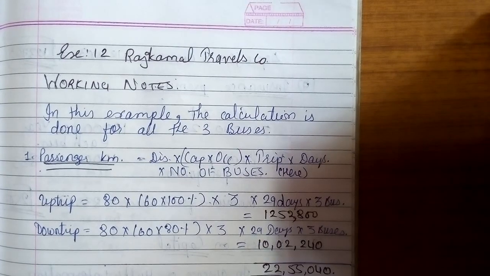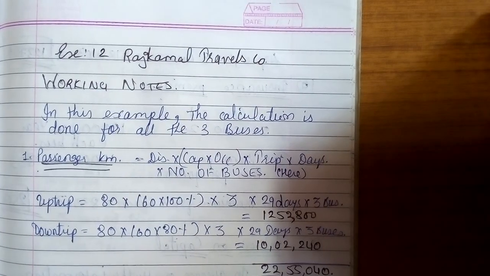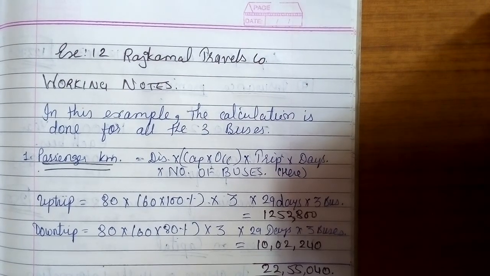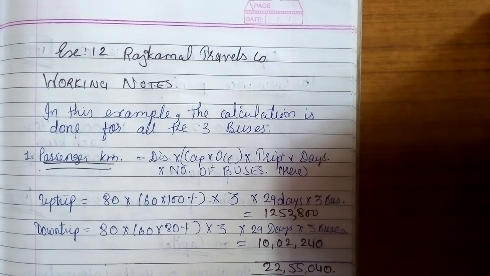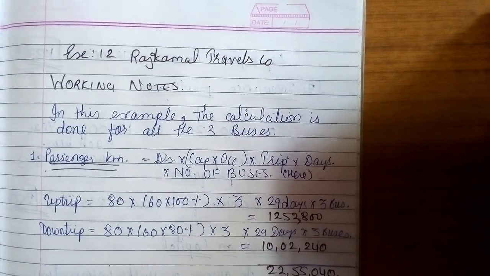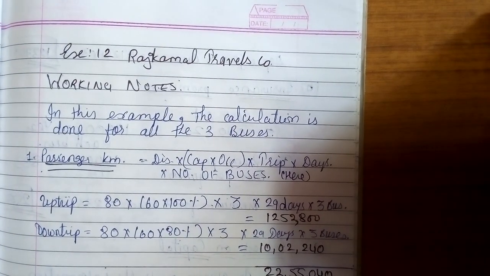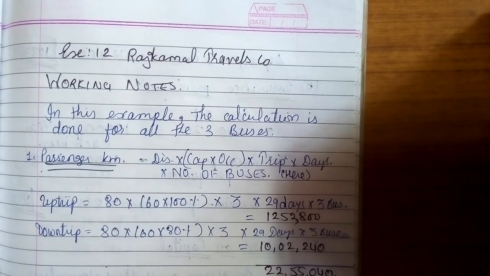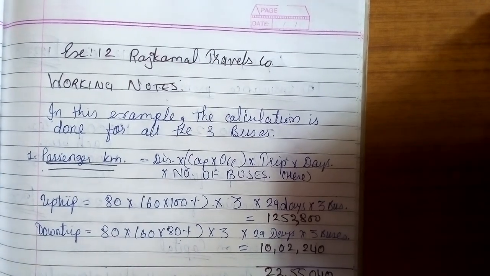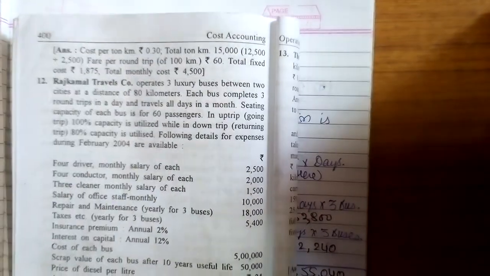Today we are going to solve example number 12 of our textbook, RAJKAMAL Travels Limited. That is on page number 400. Example and textbook courtesy, C. Jabnadas and Company, BBA, Sem 5, Cost Accounting. So let us have a look at the example first and then we'll proceed with the working notes.